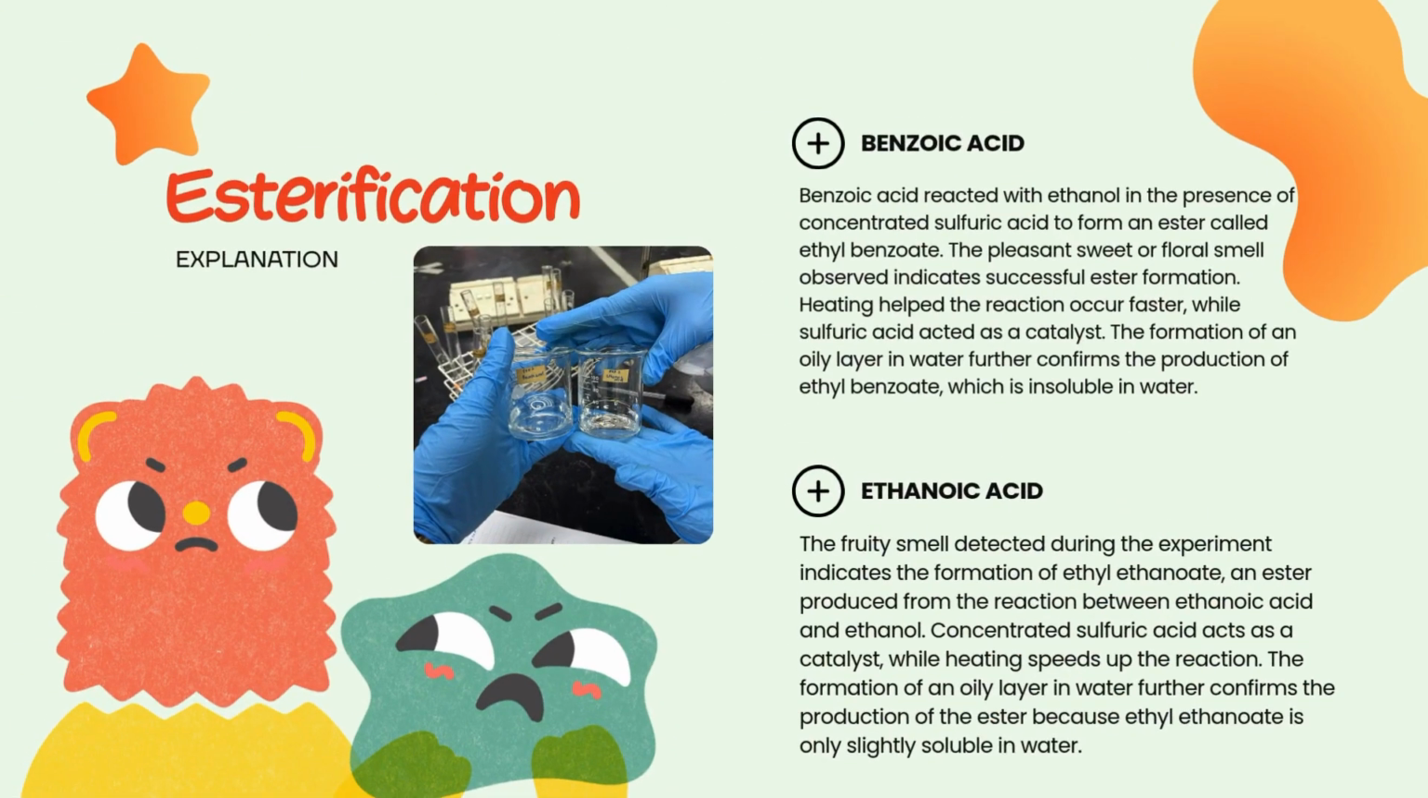For esterification, benzoic acid reacted with ethanol in the presence of concentrated sulfuric acid to form an ester called ethyl benzoate. The pleasant sweet or floral smell observed indicates successful ester formation. Heating helped the reaction occur faster, while sulfuric acid acted as a catalyst. The formation of an oily layer in water further confirms the production of ethyl benzoate, which is insoluble in water.